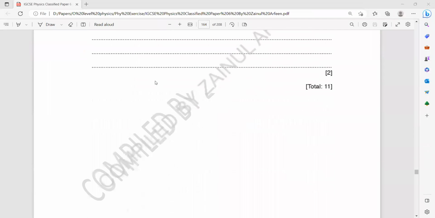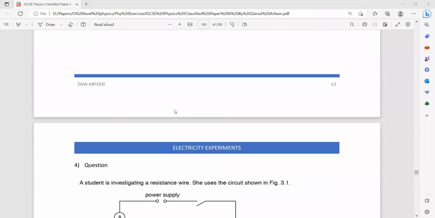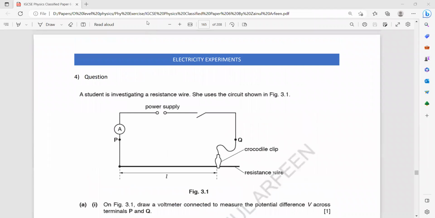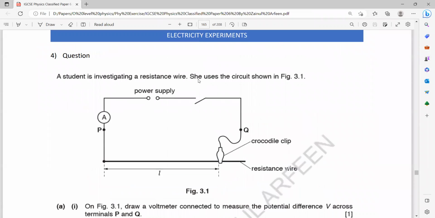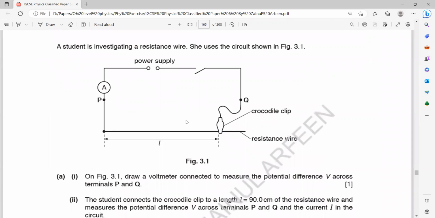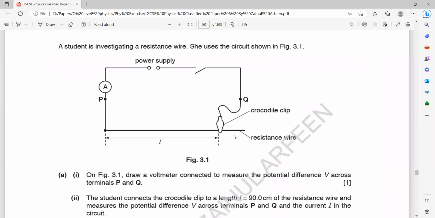One more question from the same topic, electricity experiments. A student is investigating a resistance wire. She uses a circuit as shown. So you can see a circuit is there. On the figure, draw a voltmeter connected to measure the potential across P and Q. So we want to just measure the voltage across P and Q. How should a voltmeter be connected? You can use screen annotation to connect a voltmeter.